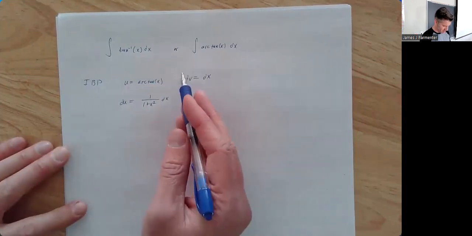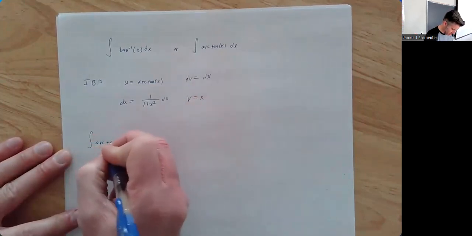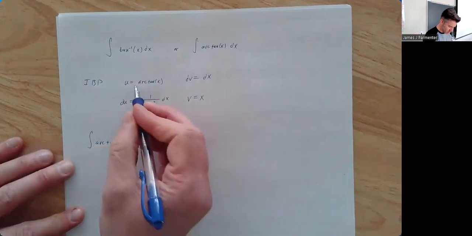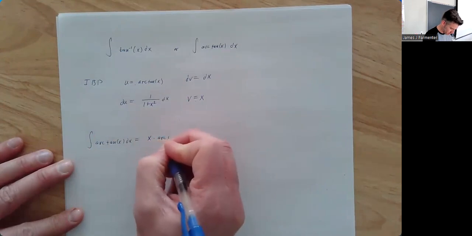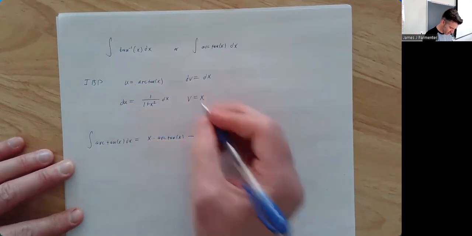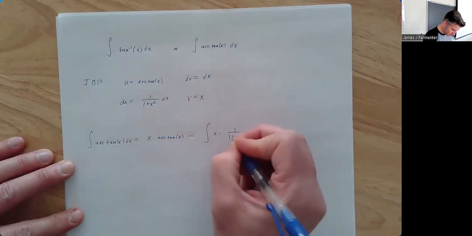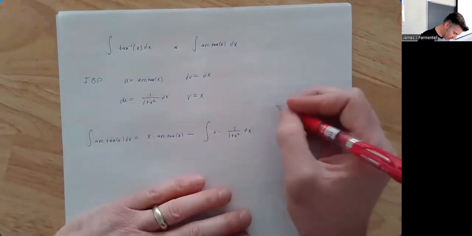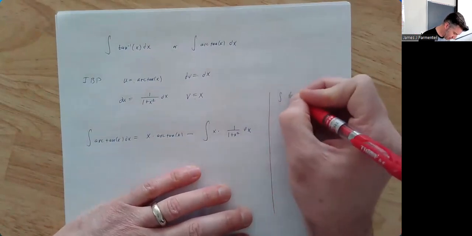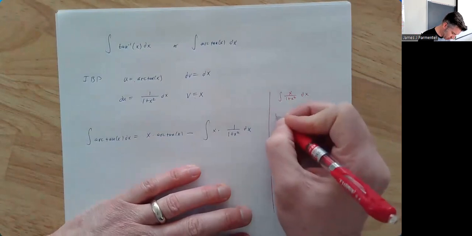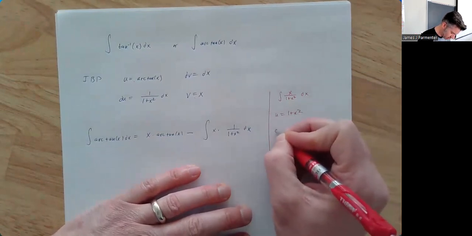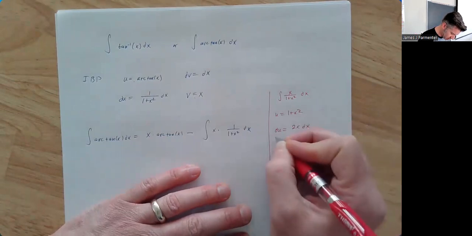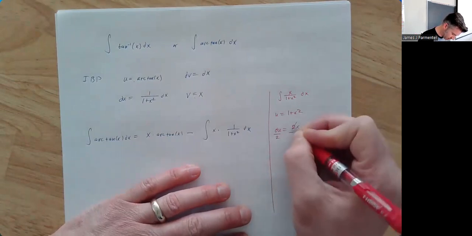All right. Now we're just going to do the integration by parts formula. So the integral of arctangent of x is going to equal u times v, so x times arctangent of x, minus the integral of v times du. And then if we look at our integral of v times du, which is the integral of x over 1 plus x squared, we do a u substitution. I would probably off to the side say, the integral of x over 1 plus x squared, I'm going to let u equal the 1 plus x squared. And my du is going to equal 2x dx. So my du over 2 is going to equal x dx.